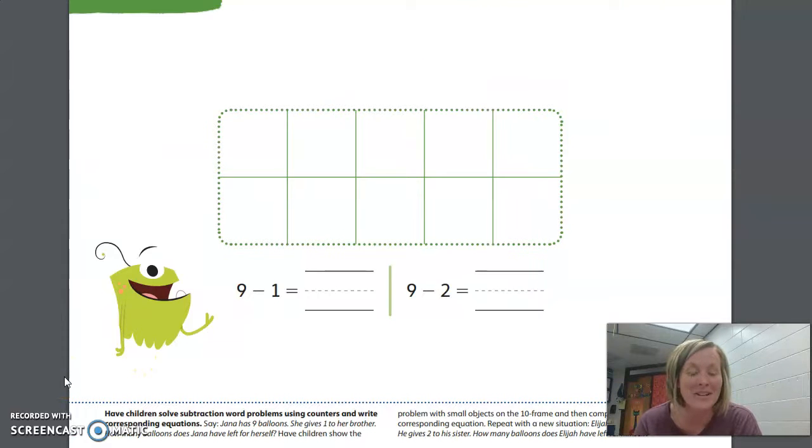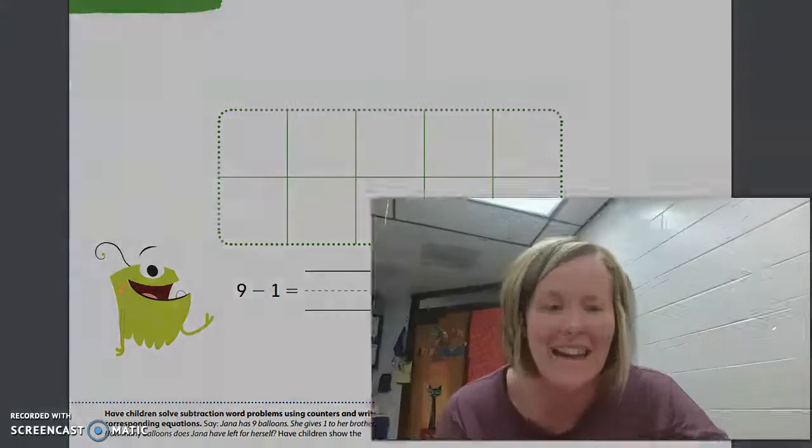Awesome job, boys and girls. I can't wait to see the 3 subtraction equations that you did. So you have 1 more workbook page left today, and the page that you need to complete is on the board. So you have 2 problems to solve. 9 take away 1 and 9 take away 2. Solve those equations, have somebody check it, and have a great day.